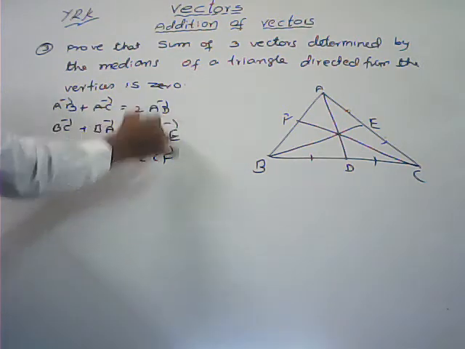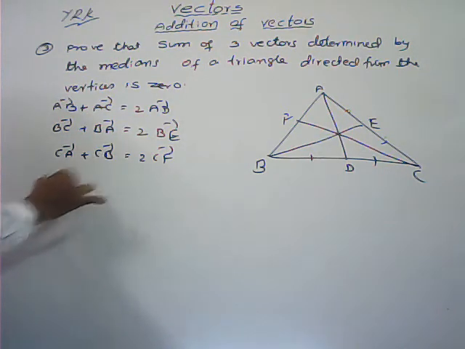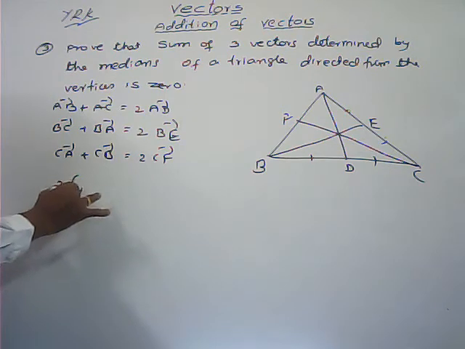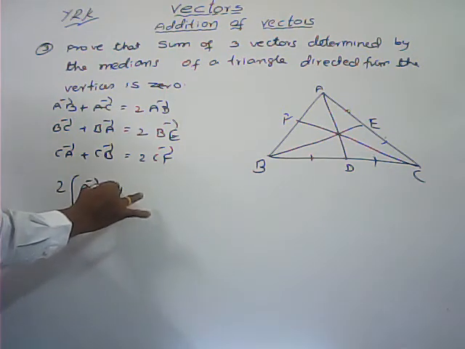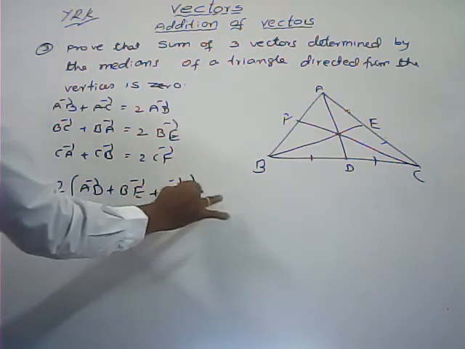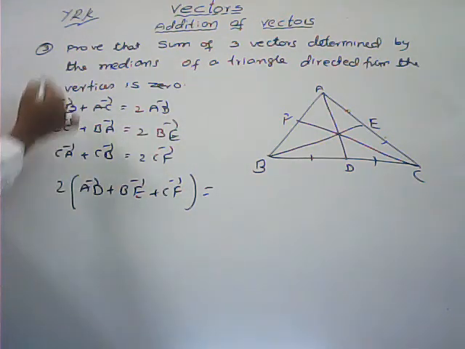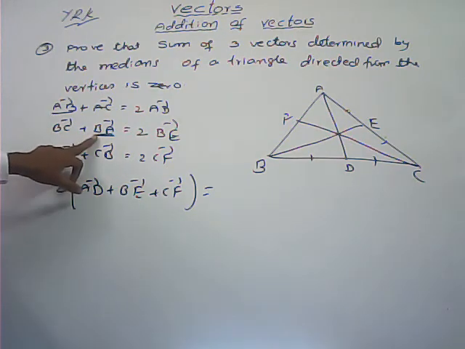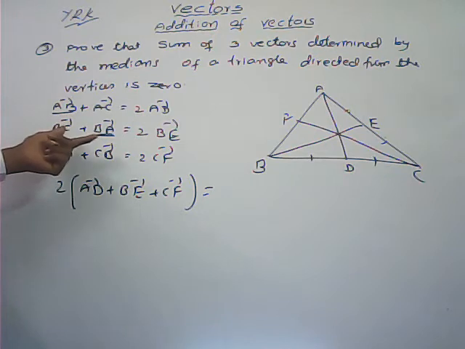Here, what we can get: if I take 2 as common, 2 into AD bar plus BE bar plus CF bar, that is equal to AB bar plus BA bar. BA bar we can write as minus AB bar. Here BA bar is the negative vector of AB bar only. So in the place of BA bar we can write minus AB bar. Then these two get cancelled.